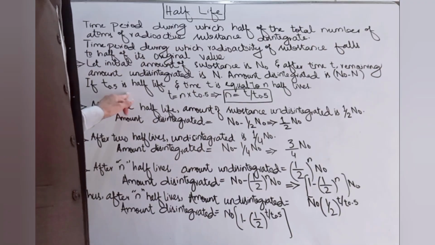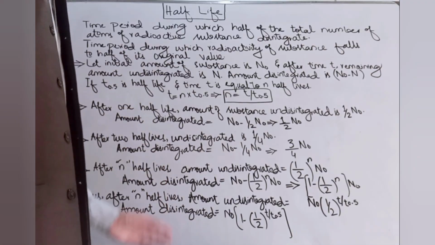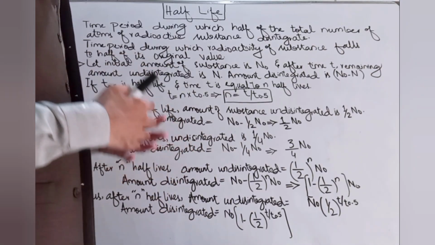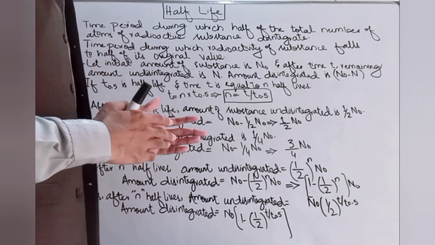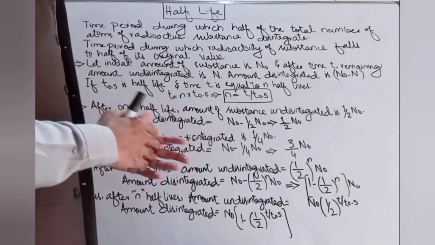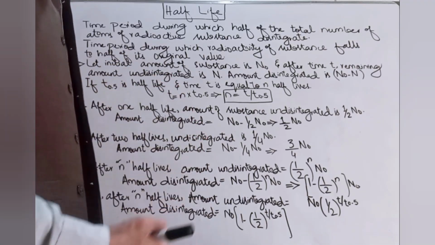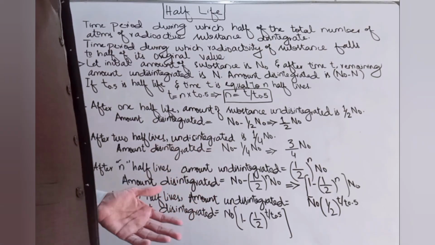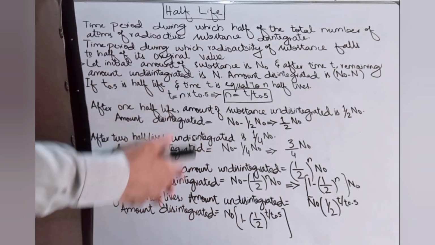In today's lecture we are going to talk about the half-life of radioactive materials. It's basically the time period during which one half of the total number of the radioactive material or the radioactive isotope disintegrates or changes into another nuclei.